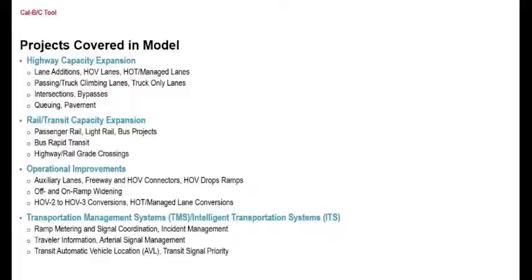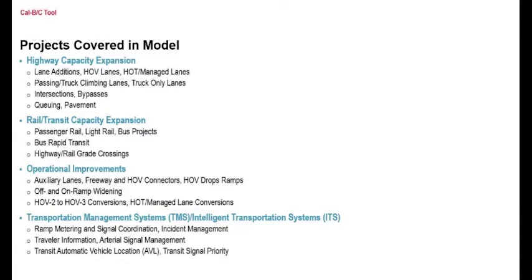So the other kinds of improvements that we have a number on the transit or rail side: passenger rail, light rail, bus projects, bus rapid transit projects that may have dedicated right-of-way. And we also have a highway rail grade crossing algorithm that a number of local agencies in California have used as part of TIGER and INFRA grant applications of the feds.